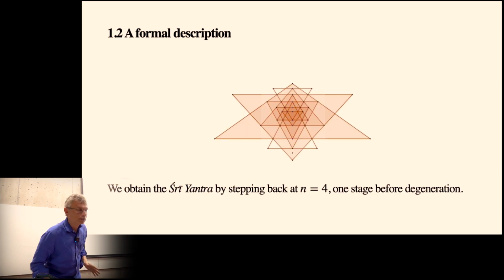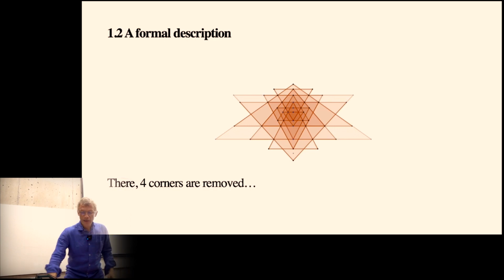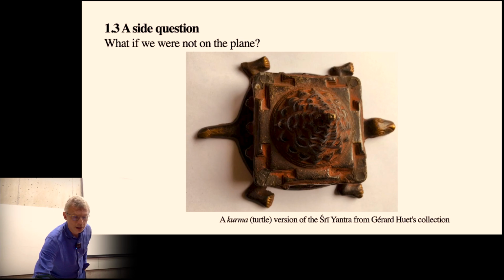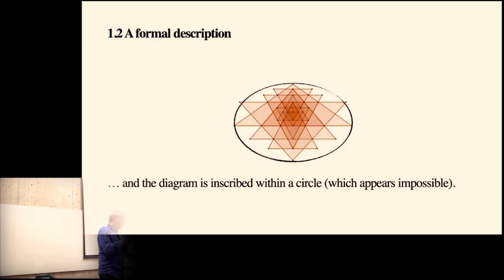So let's step back to the last step and remove some corner. And the Śrī Yantra is simply this, or I would like this to be this. I mean, a diagram that I obtained by stepping back at the very last step, removing some corners, and I require that this is inscribed within a circle. So here are the questions. Oh, wait. In doing this, I wondered whether this game could go on forever.